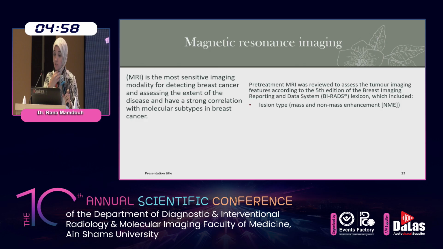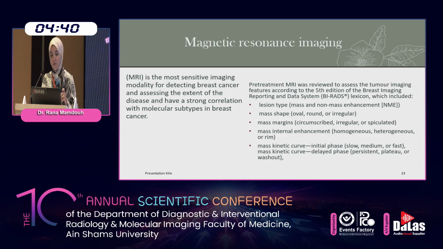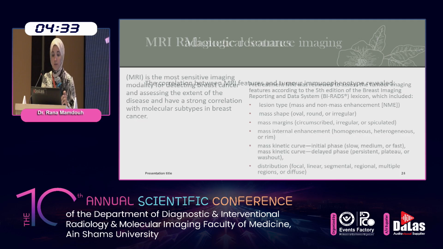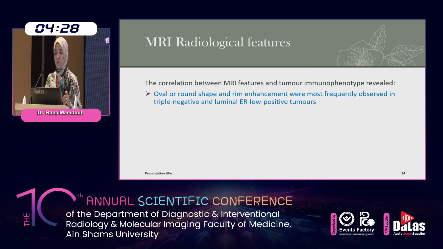we comment on the lesion types, mass or non-mass enhancement, mass shape, oval, rounded or irregular, mass margin, circumscribed, irregular or spiculated, mass internal enhancement, homogeneous, heterogeneous or rim enhancement, and mass kinetic curve according to initial phase, slow, medium or fast, and delayed phase, persistent, plateau or washout, and distribution, which is focal, linear, segmental, regional, and multiple.